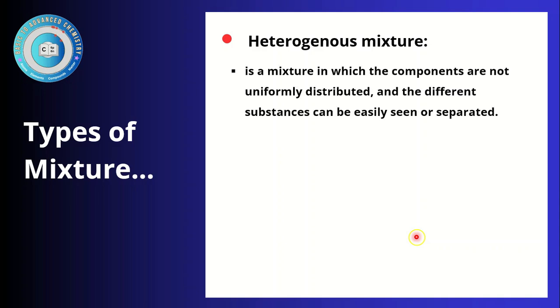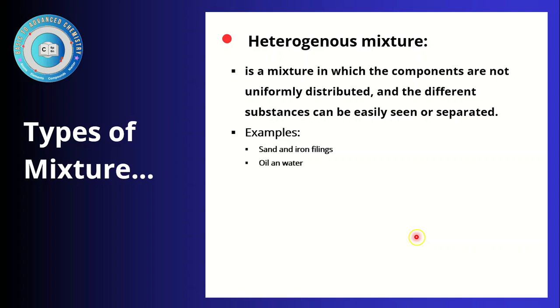Heterogeneous mixture. A heterogeneous mixture is a mixture in which components are not uniformly distributed and the different substances can be easily seen or separated. In this type of mixture, we can detect the components through our eyes easily or by using a simple microscope. For example, sand and iron filings. Here we can detect with our eyes which one is sand and which one is iron filings. So this can be easily separated by using magnets because iron is a magnetic substance and sand is not.